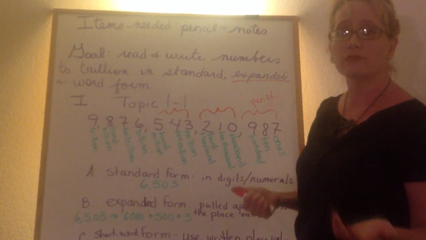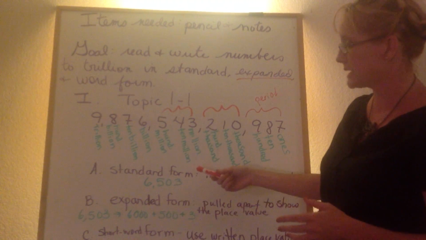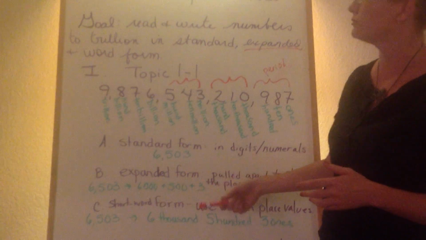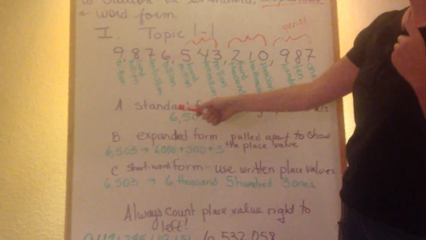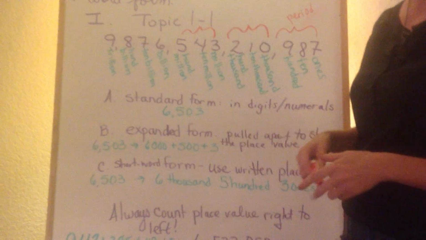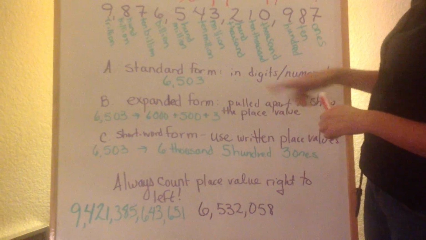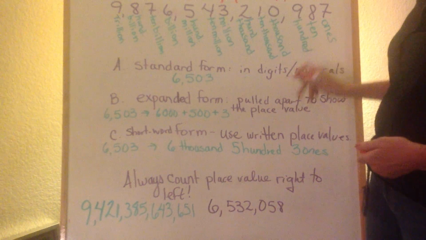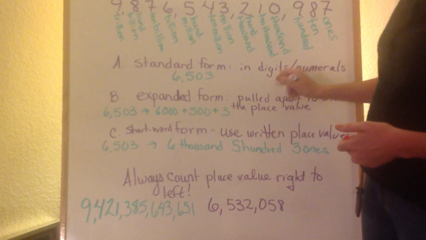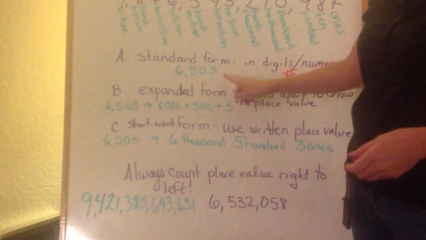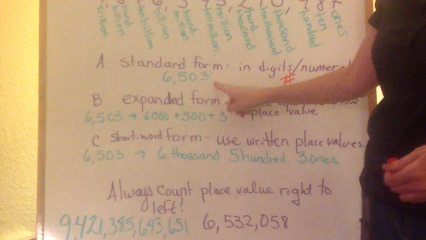So the different ways of writing numbers up to trillion are standard, expanded, and short word form. So standard form is what we normally see. That's why it's the standard. It's written in digits or numerals. Digits and numerals are math words for numbers. This is the standard form of 6,503.